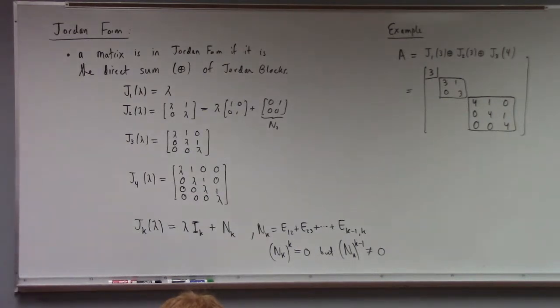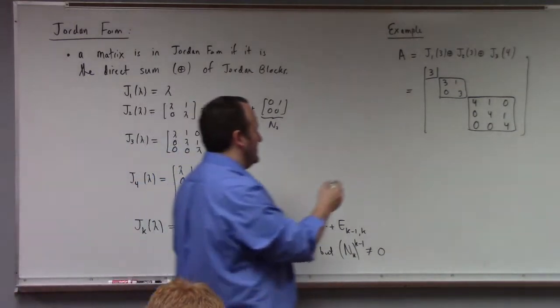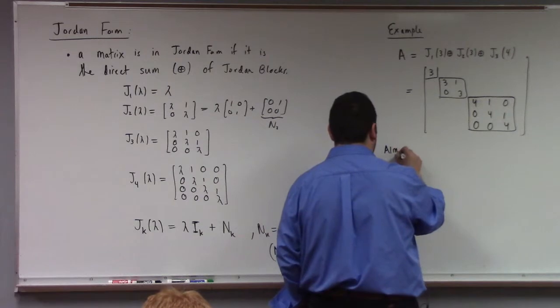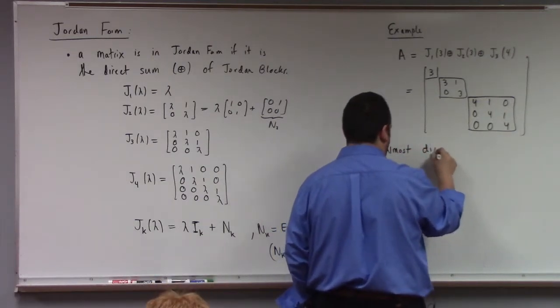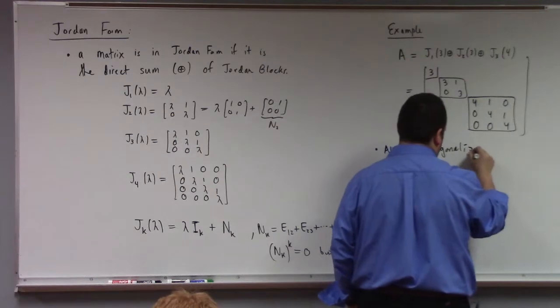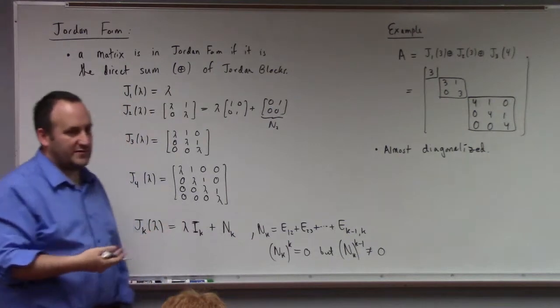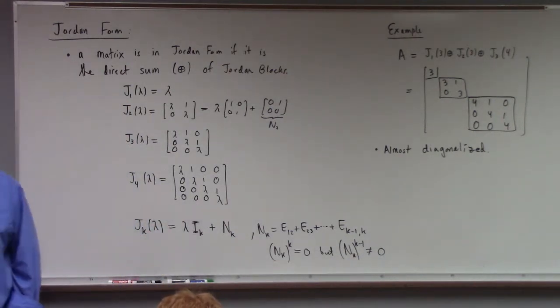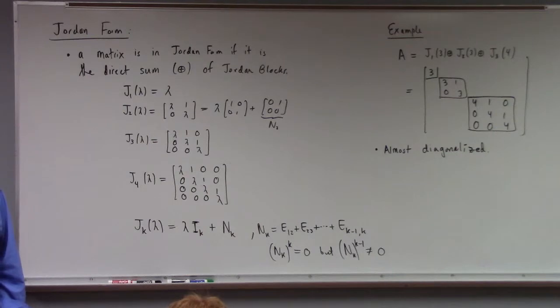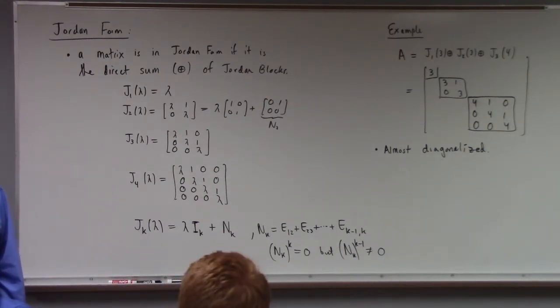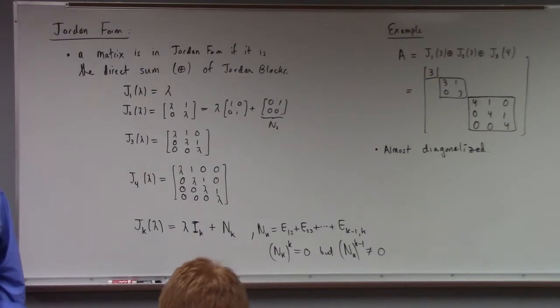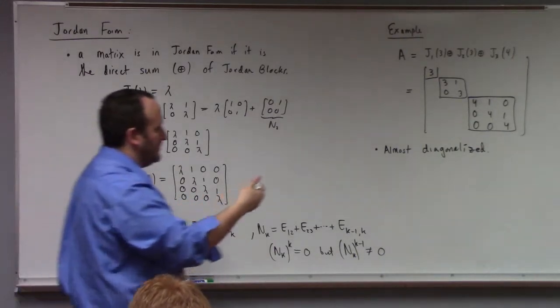So a Jordan form is the next best thing to diagonalizable. It's almost diagonalized. We can't hope to diagonalize all matrices. Some of them just can't be diagonalized. So if you have a matrix in Jordan form, you can study the standard basis and see that it behaves in a very particular way. Let's look at another example before I do that.